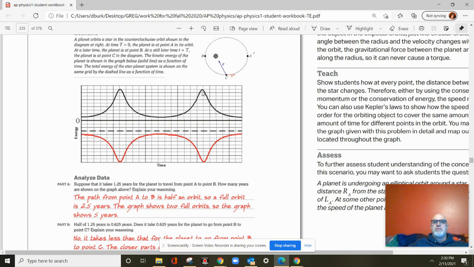From this point to this point, I've gone all the way around the ellipse, right? And so that would be 2.5 years. From point A to B is half an orbit, so a full orbit is 2.5 years. So the graph shows 2 full orbits. It's starting at A, then going to B, then A, then B, then A. Right, so 5 years of Earth time.